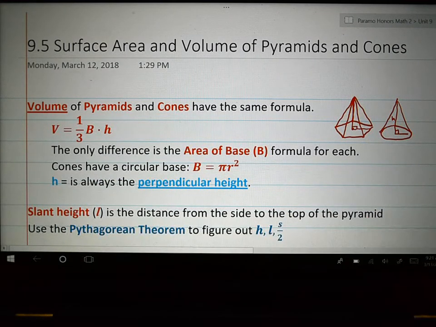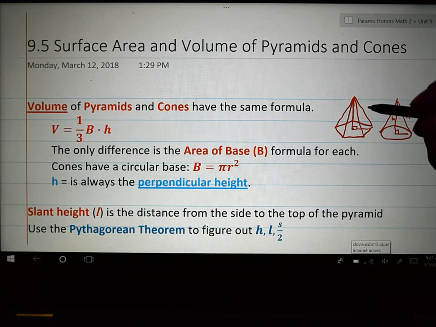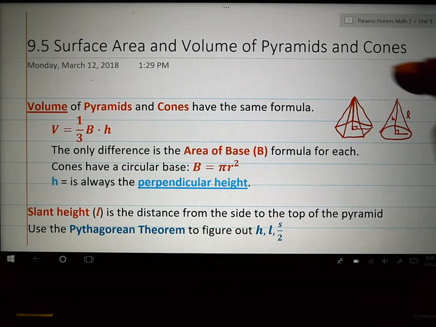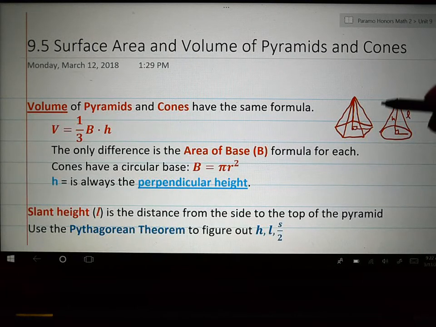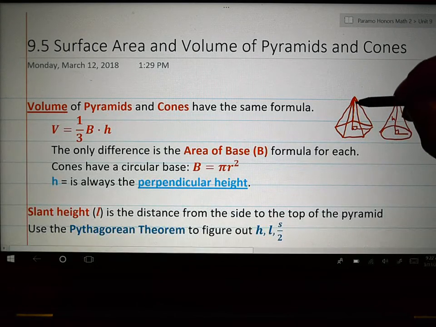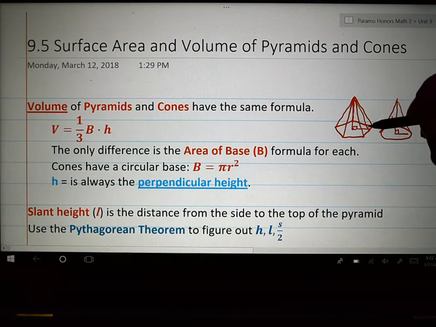What you need to know is that there's also something else on these things, and it's called L. L is the slant height. It's the height that goes from the top to the side. And so if I was looking at one of these triangles, from the top, perpendicular to the side, that would be L. L stands for the slant height.